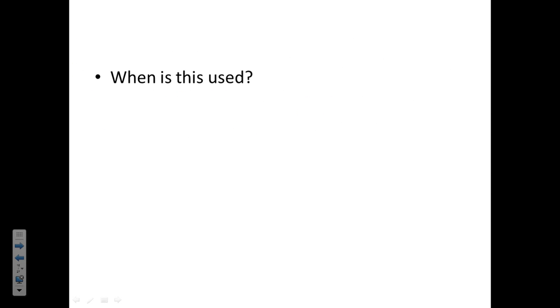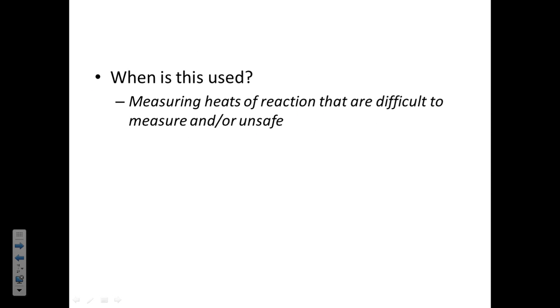When would Hess's law be used? Remember I said that calorimetry is the best way to measure the heat of a reaction. So why would you not just do that in the lab? When would you use Hess's law? In some instances, there are heats of reaction that are very difficult to measure. For instance, if you have a measurement of combustion where you're adding oxygen to something, that requires some pretty sophisticated experimental setup, because you have to monitor the pressure of oxygen, and so that can be difficult to do.